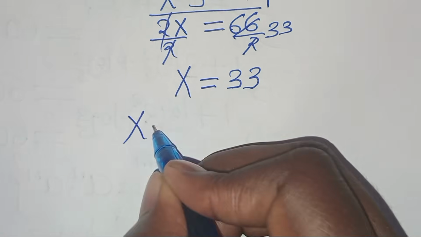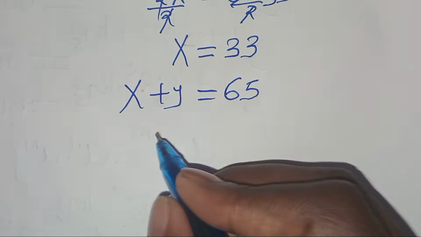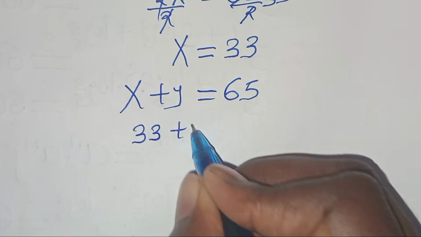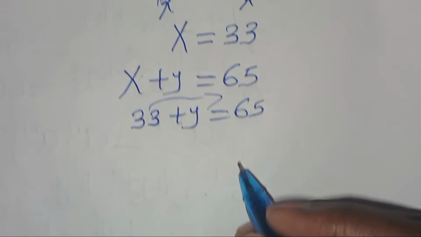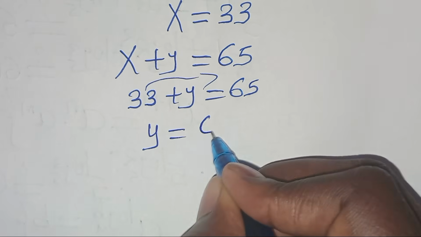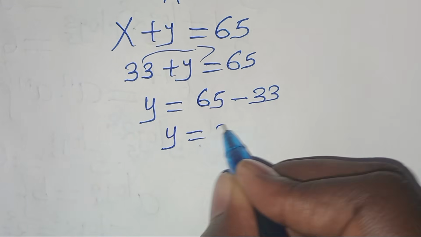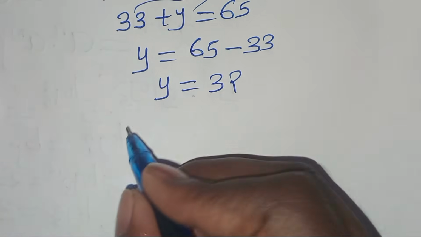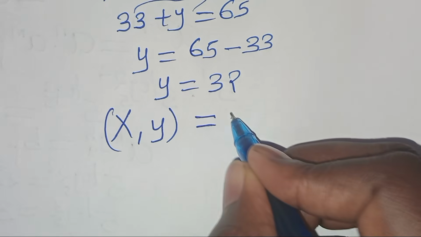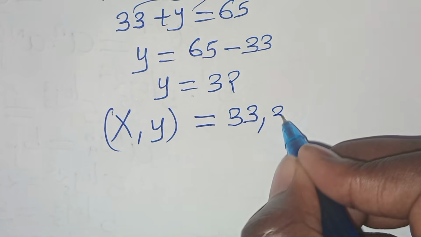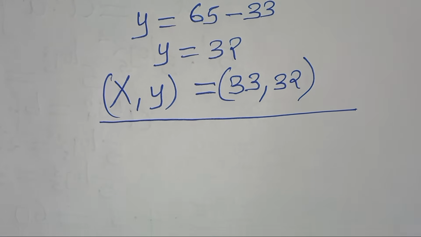So we can solve for the corresponding value of y. We have x plus y equal to 65, so 33 plus y is equal to 65. Let's take that 33 to the right hand side, so y is equal to 65 minus 33, and this means that y is equal to 32. So we have the first solution, x comma y, equal to 33 comma 32.